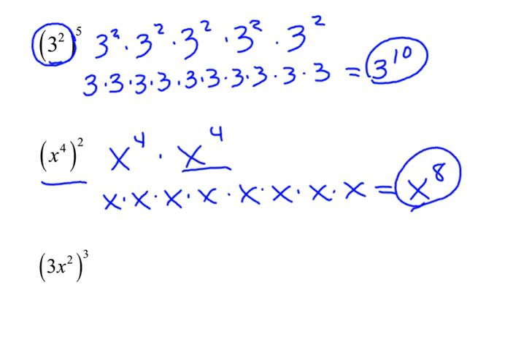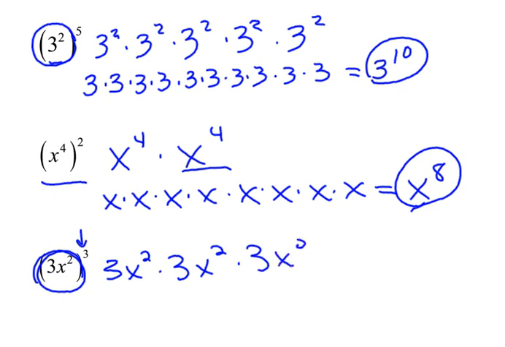And then the last example we have here is 3x squared cubed. Since this whole thing is in parentheses, all of it is being taken to the 3rd power. So we're going to say 3x squared times 3x squared times 3x squared. We multiplied what was in the parentheses times itself 3 times.